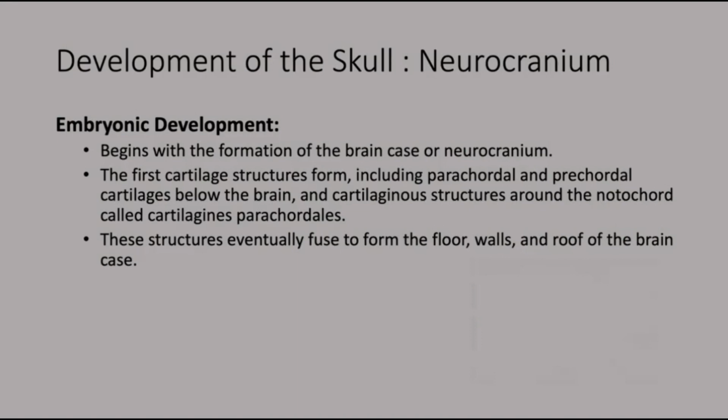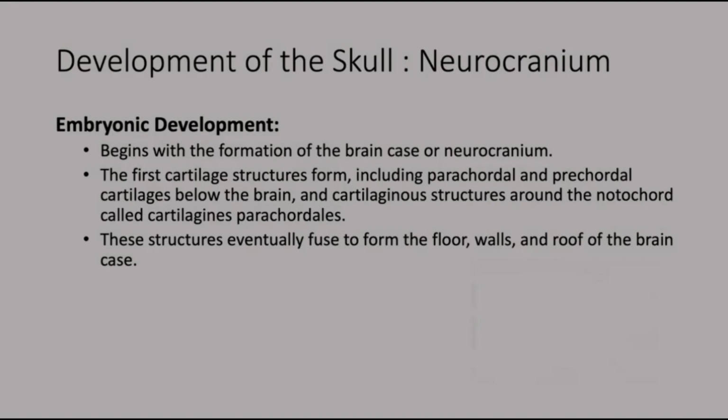So we said that we have the neural crest cells, some which came from the ectoderm, some which came from the mesoderm. So the embryonic development, when it comes to the neurocranium, so this is the brain case, we said that the cartilage is first going to form. The two types of cartilage that are going to form are known as the paracaudal and the precaudal cartilages.